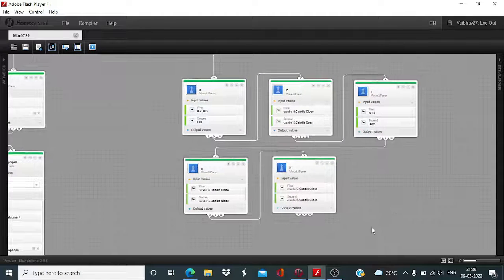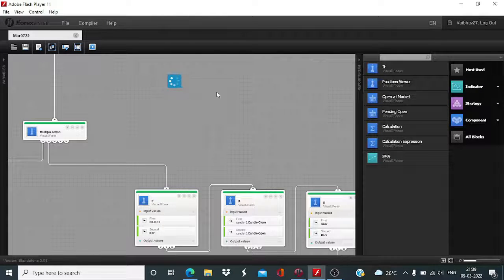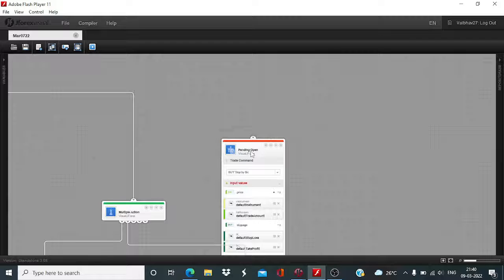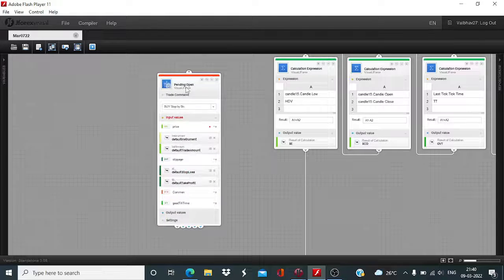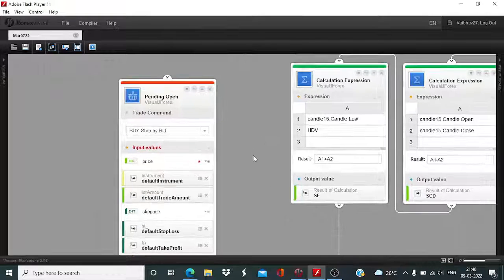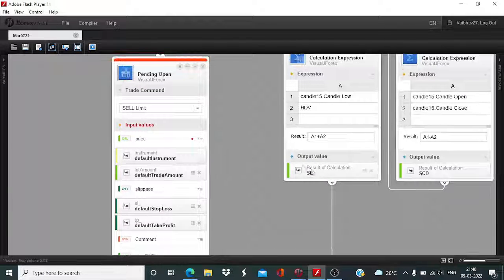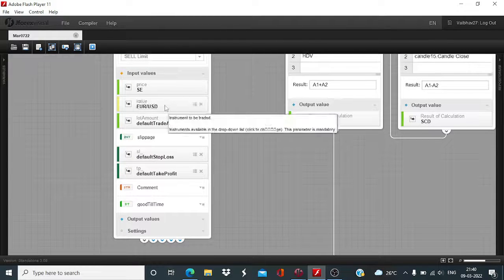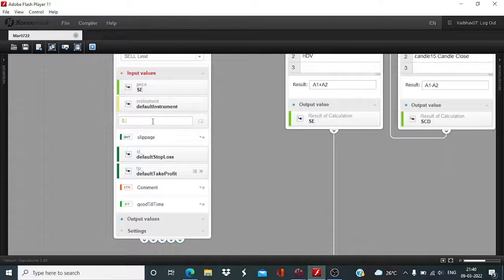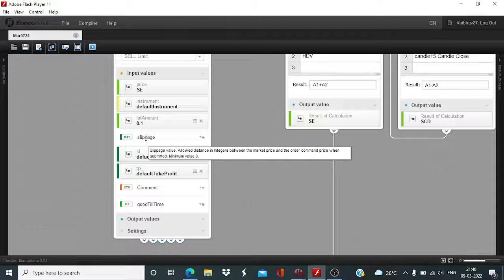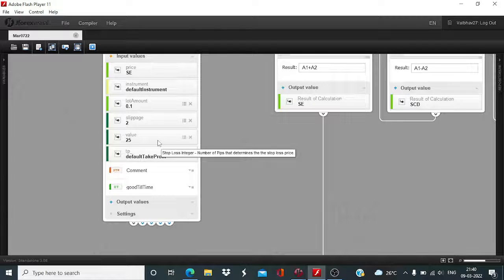Now it's time to bring in the trade command block. Here we have to define the input values. This is going to be a sell limit order, and the entry point is this SE. Default instrument remains as it is. Lot amount, I will define it at 0.1 million. For Euro USD, 2 pips slippage is fine. Stop loss and take profit, we leave it as per the default settings.